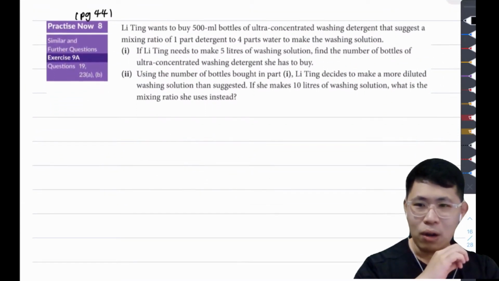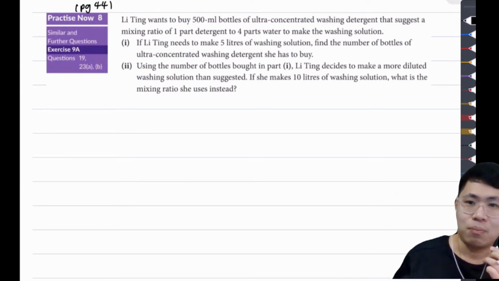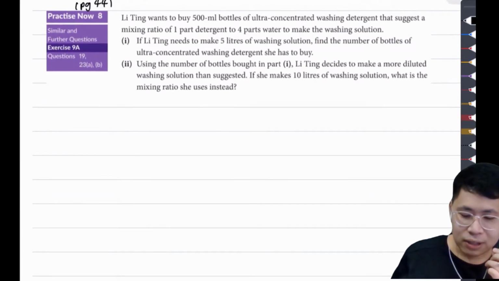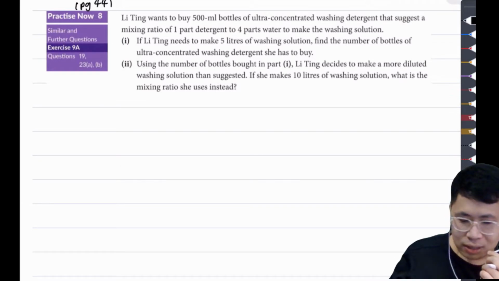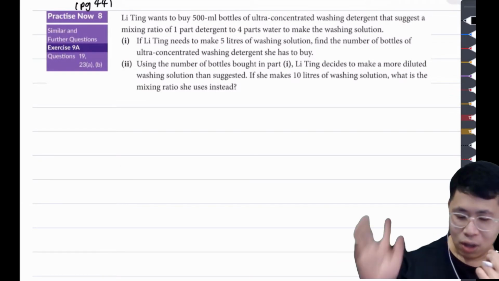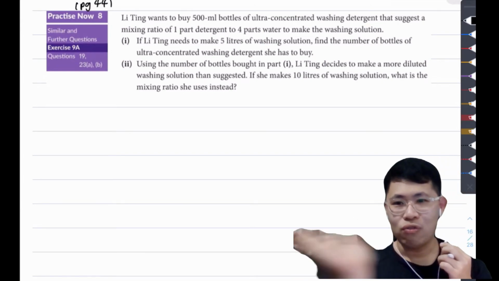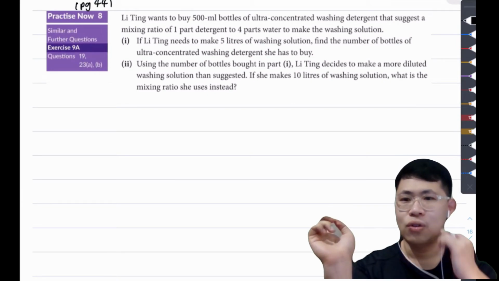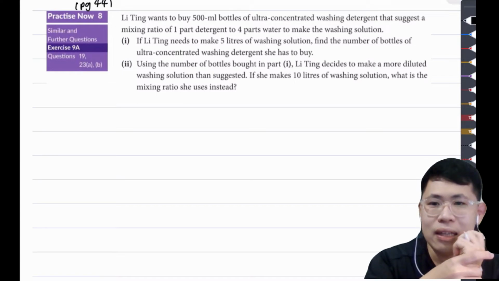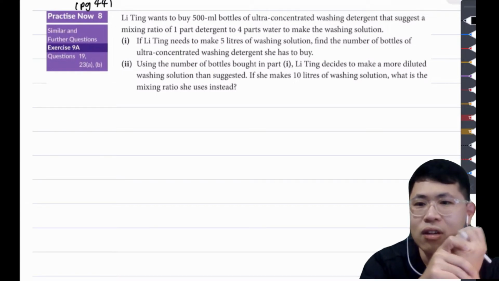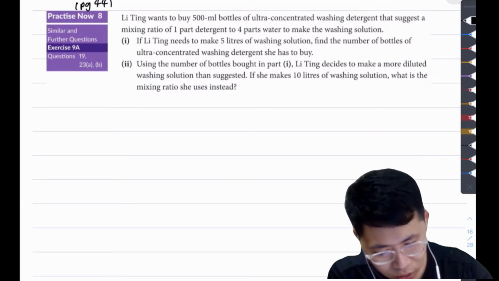So in Practice Now 8, wow, long question. Page 44. Li Ting wants to buy 500 ml bottles of concentrated washing detergent. And the suggestion is a mixing ratio of 1 part to 4 parts. So 1 part of detergent to 4 parts of water. If Li Ting needs to make 5 liters of washing solution, find the number of bottles of concentrated washing detergent she has to buy. So she wants 5 liters of washing solution.